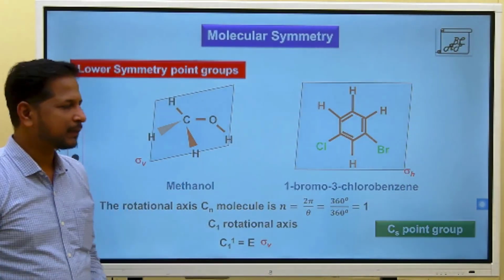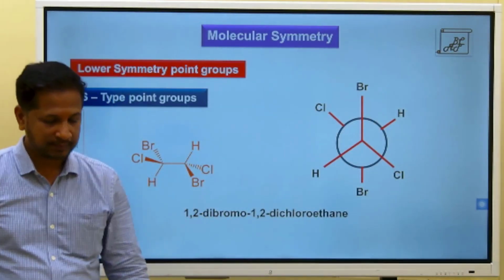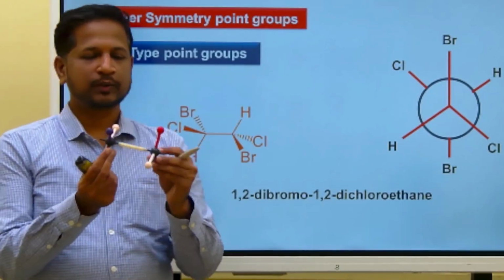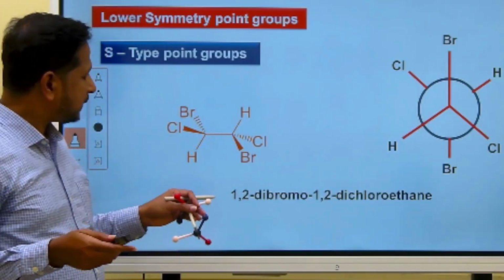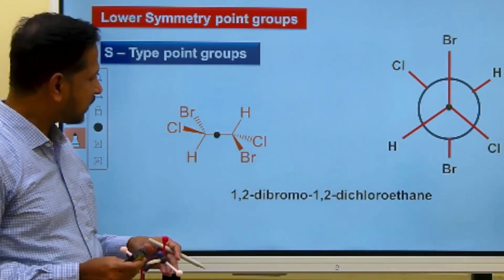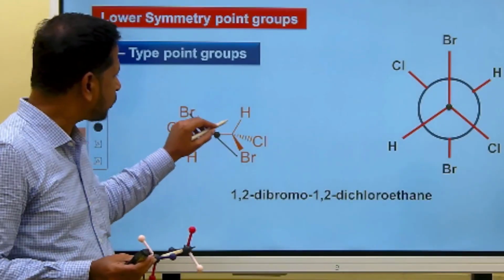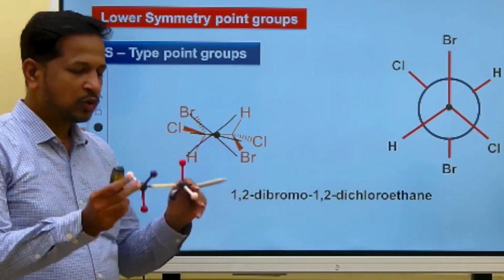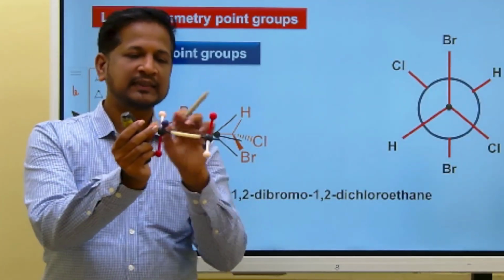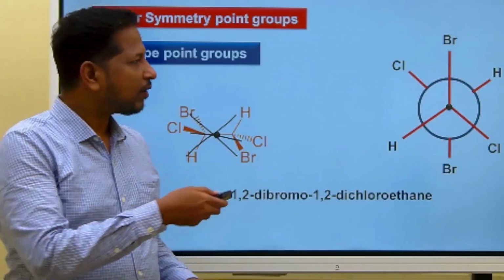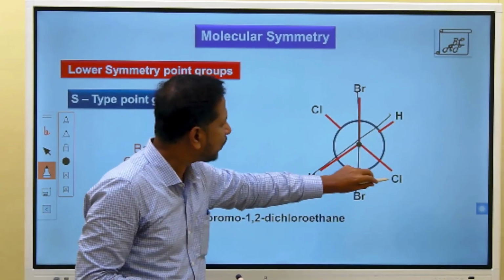Let's see some more examples. Now I am taking the example of 1,2-dibromo-1,2-dichloroethane. This is the model of this molecule. Now in this molecule, you can see there is an inversion center present. Inversion center means there are the same type of atoms on the opposite side at equal distance. If you see this molecule, these two atoms are on the opposite side at equal distance, and similarly the other ones. There is another way of writing the same molecule. You can see the same type of atoms are on the opposite side at equal distance.